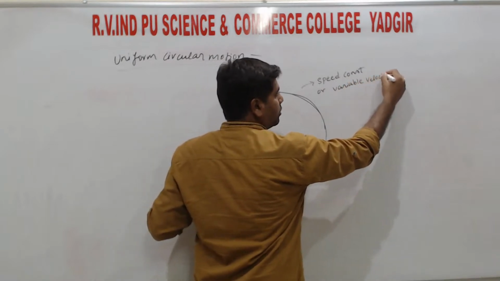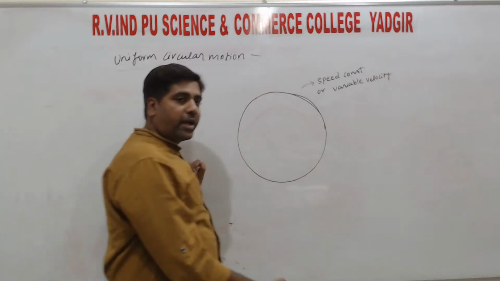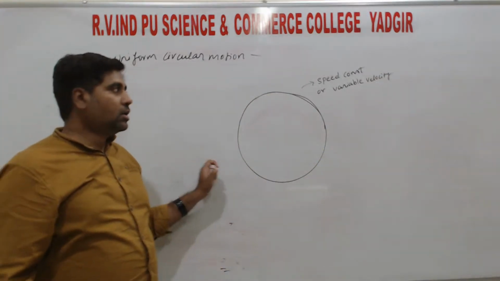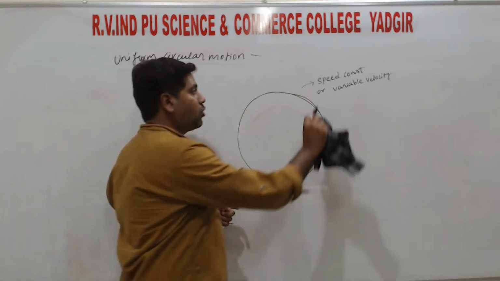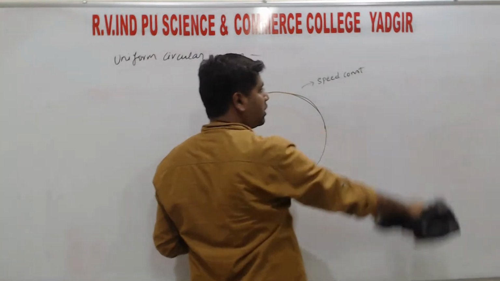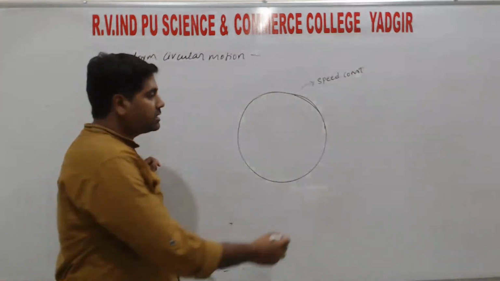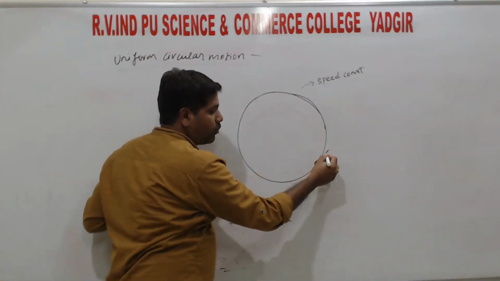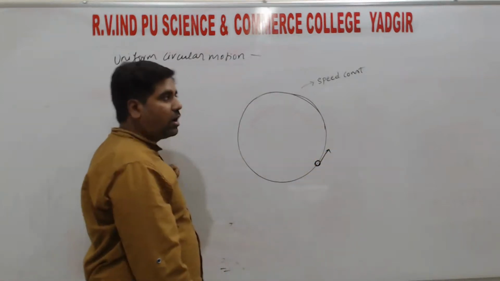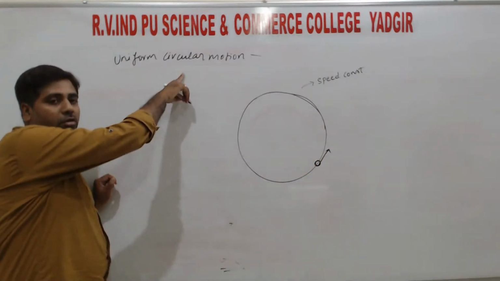So what is important here is that the speed is constant, or we can say that one as variable velocity. We call it variable velocity, or speed constant. So mostly we refer to that one as a constant speed. Any object or particle which traces the circular path with a constant speed, that type of motion we call uniform circular motion.